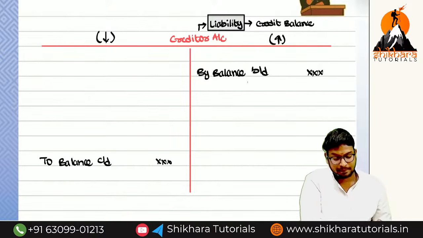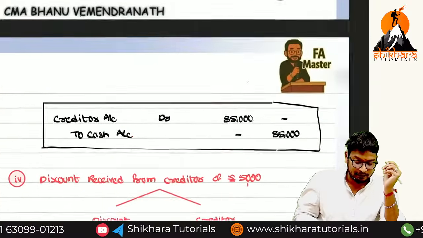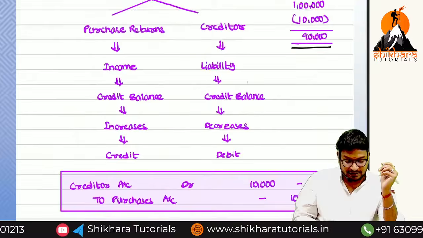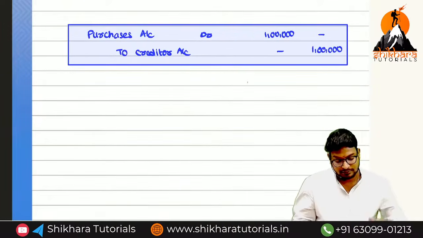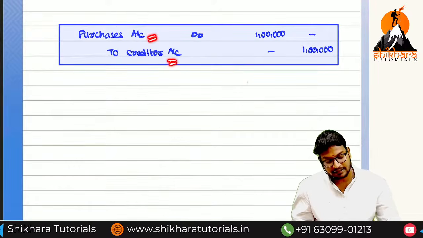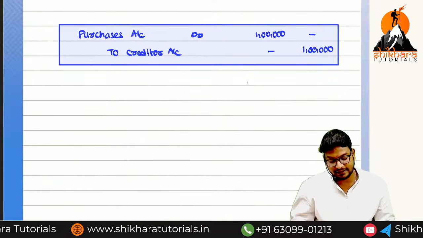Okay? After that, what is the first transaction journal entry? The first transaction journal entry is nothing but purchase account debited to creditor account. So that is equal to how much? 1 lakh. But we are not going to write the amounts, just understanding the account, that's all.